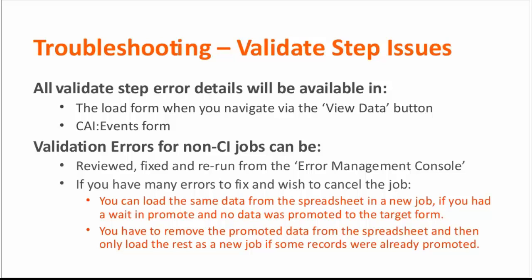But say you have not put a wait on your promote, so some data is promoted. Here, the mistake people make is trying to load the same spreadsheet again in a second job, and they run into unique index errors and some other errors. This is what we don't recommend at all. What we recommend is that you go and remove the data which is already promoted. Go to the load form, find out which data is promoted, remove it from the spreadsheet, and only load that spreadsheet in a new job. This way you will avoid any other unwanted errors.